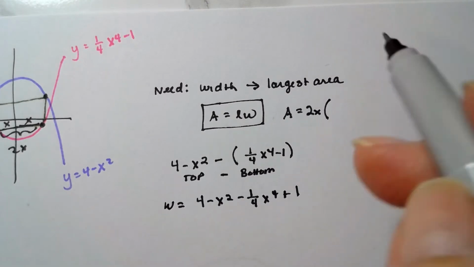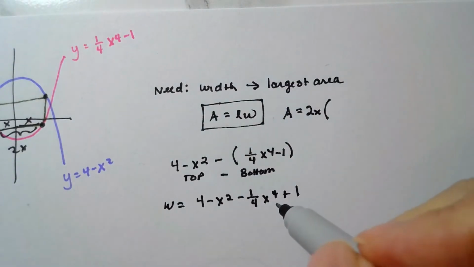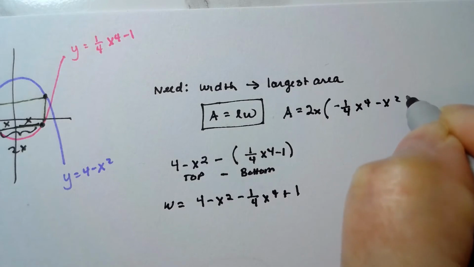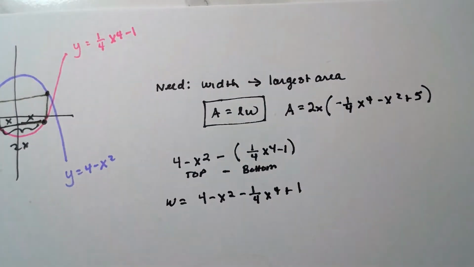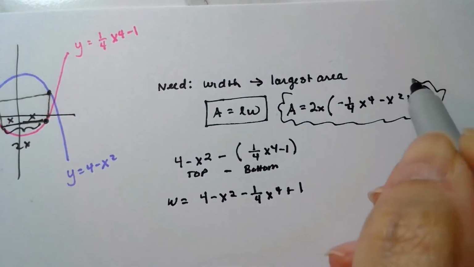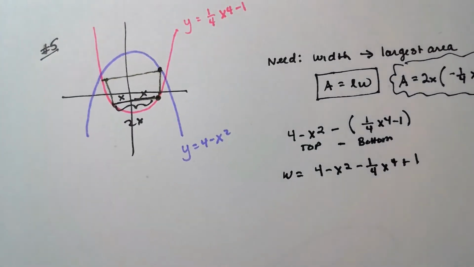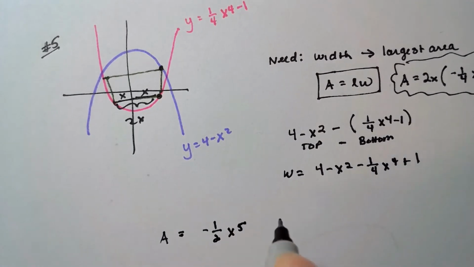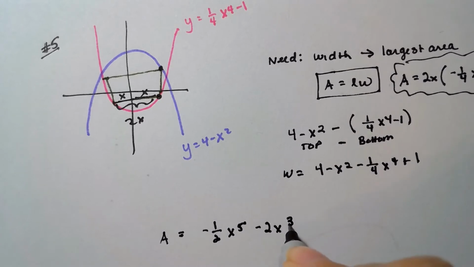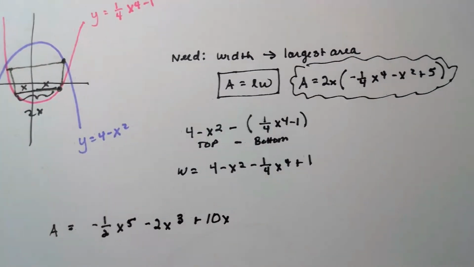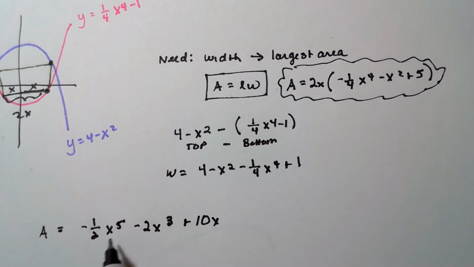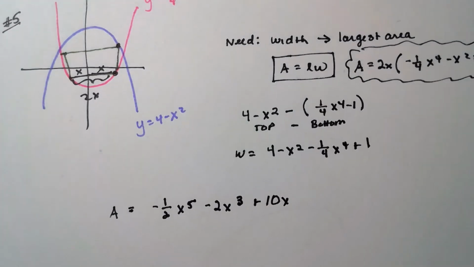So our area function is the length, 2x, times this thing. I'm going to clean it up. I'm going to write it in descending order: negative 1/4 x to the 4th minus x squared plus 5. Okay? So this right here is the big deal. And down here I'm going to clean that up a little bit more. So area is equal to negative 1/2 x to the 5th minus 2x cubed plus 10x. Just by distributing the 2x to each term, a 2 is going to cancel out, so I'm left with negative 1/2 x to the 5th. Here I'm going to have negative 2x cubed, and of course 10x. Okay, so this is the area function.